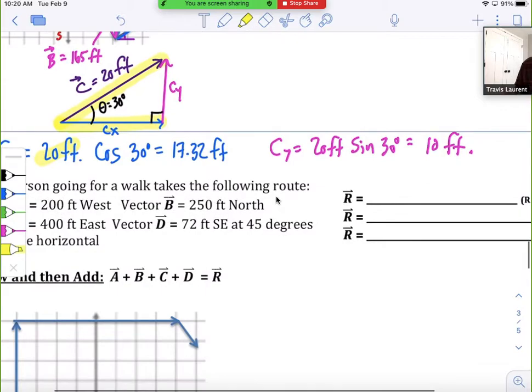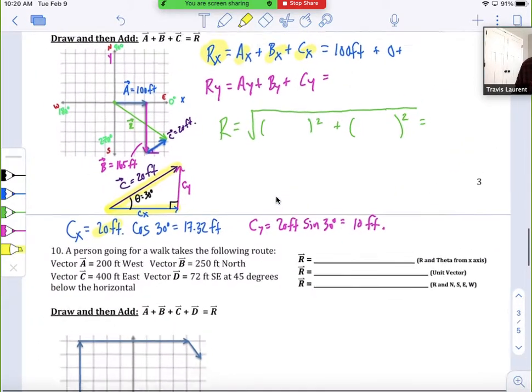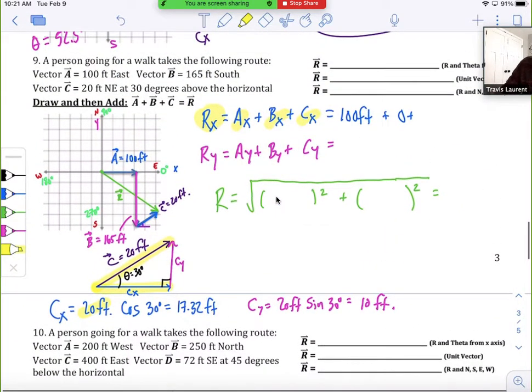So to get CY, I'm just going to say it's 20 feet times the sine of 30 degrees. And then CY turns out to be 10 feet. So let's come back up here, and we'll just finish writing out our little equations here.